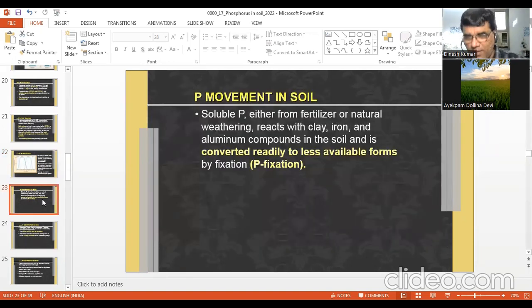Now, P movement in soil: as I told you, it moves very slowly. It is practically a less mobile or immobile nutrient in soil. Soluble phosphorus, whether from fertilizer, natural weathering or the soil itself, reacts with clay, iron and aluminum compounds in the soil and is converted readily to less available forms by fixation, which is known as phosphorus fixation. Thus, its movement is very slow. It starts moving, then on the way it gets fixed. So only a little quantity of phosphate, H2PO4 or HPO4, may reach the soil solution.